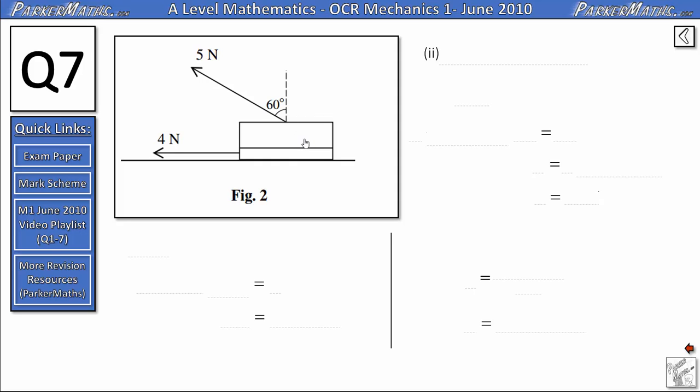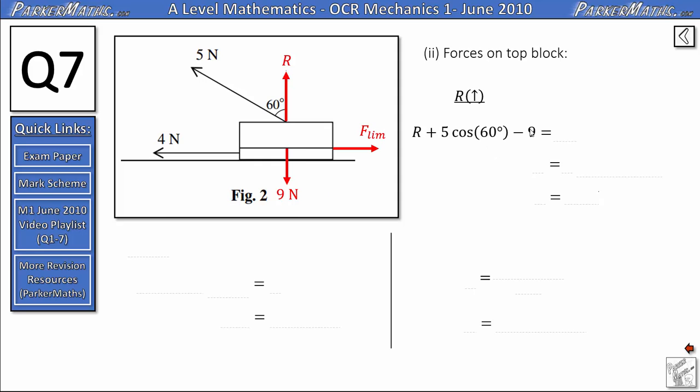So we know there is a weight of 9 newtons pulling downwards. We also know there's a normal contact force like before going upwards, although the value of R will be different this time. And as the 5 newton force is pulling to the left, we know that there is a frictional force pulling backwards that we can put acting just between the blocks here. If we now just consider the forces on the top block, vertically we've got R going up plus 5 cos 60 like before, minus 9 this time equals 0.